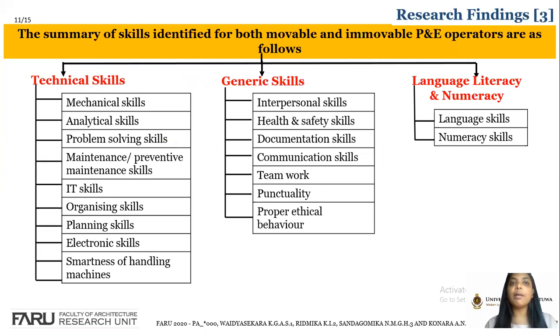With that note, the summary of the skills identified for both movable and immovable plant and equipment operators has been summarized as you can see in this slide under technical skills, generic skills, and language literacy and numeracy skills. Under technical skills, as you can see, we have identified mechanical skills, analytical skills, problem solving skills, and under generic skills, there were documentation skills, communication skills, teamwork, punctuality, etc. And further, they have identified the importance of language skills and numeracy skills as well.